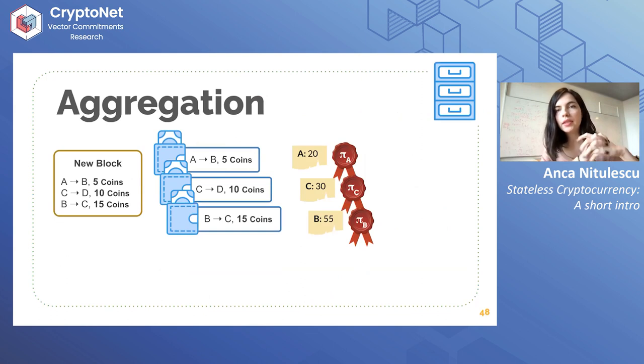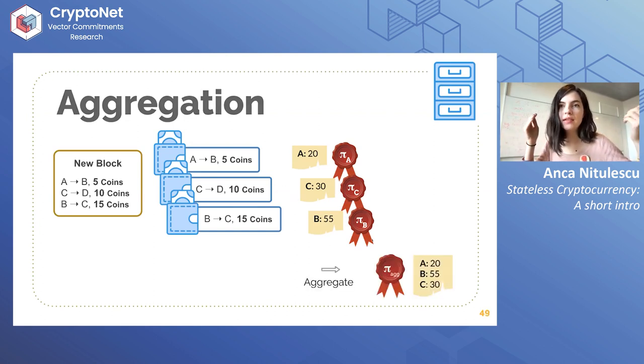And another property that is useful is aggregation. And why aggregation? Because a new block means a bunch of transactions. And each transaction here comes with its own proof with respect to some commitment. Remember, the commitment was even updated in between. So our proofs are with respect to different commitments. So some aggregation node can simplify the life of the validators.